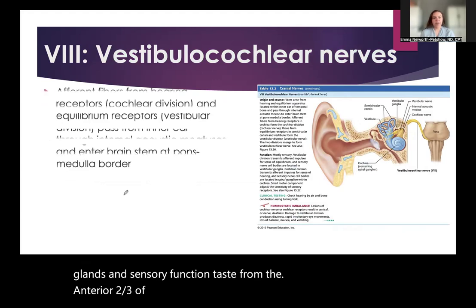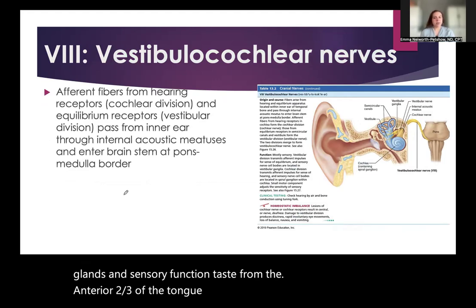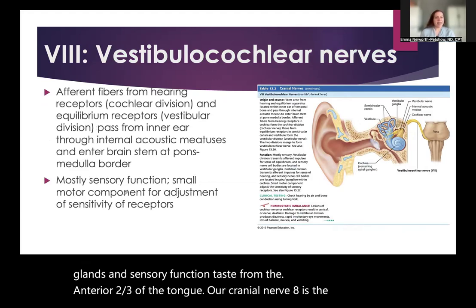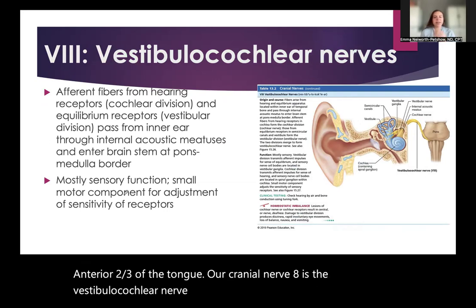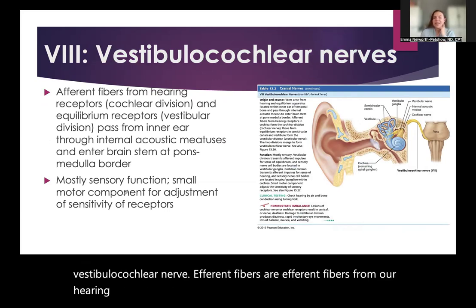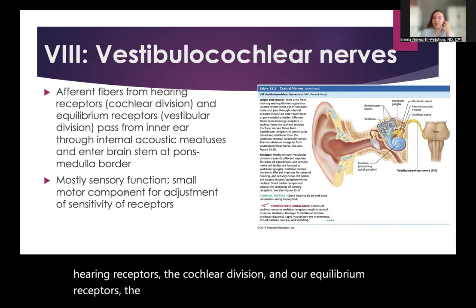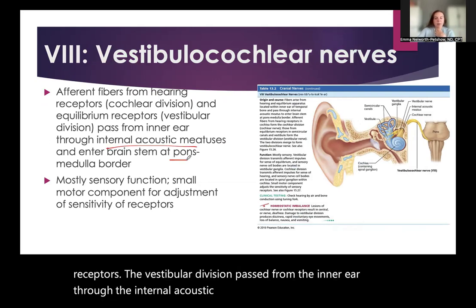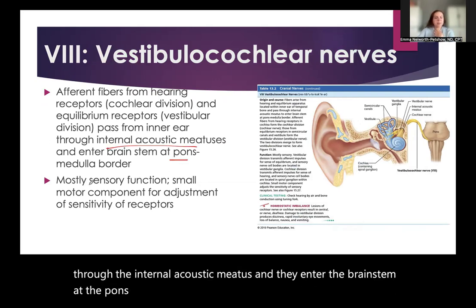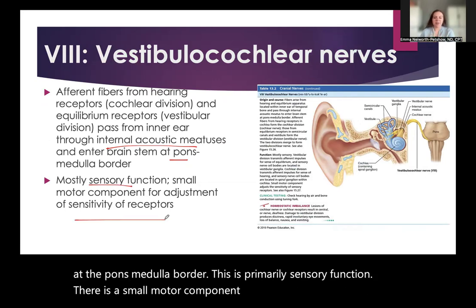Our cranial nerve 8 is the vestibulocochlear nerve. Afferent fibers from our hearing receptors, the cochlear division, and our equilibrium receptors, the vestibular division, pass from the inner ear through the internal acoustic meatus, and they enter the brainstem at the pons-medulla border. This is primarily sensory function. There is a small motor component to adjust the sensitivity of the receptors.